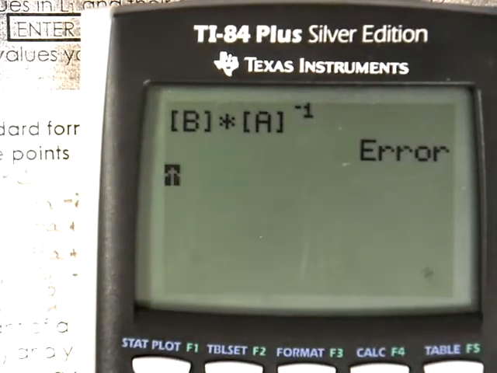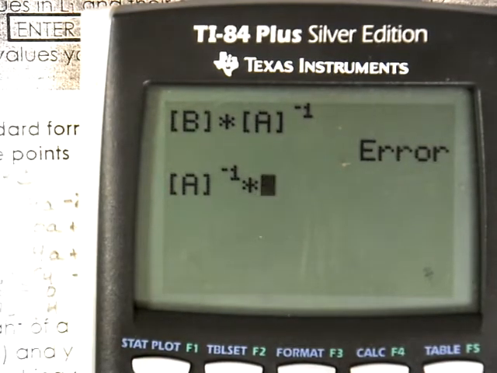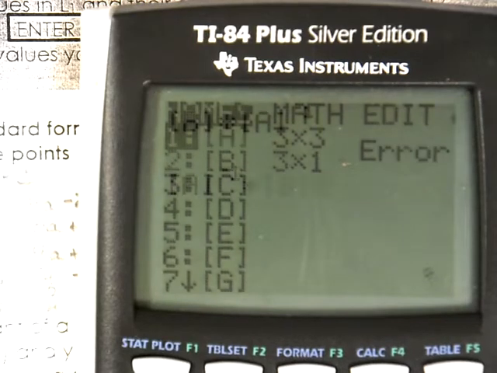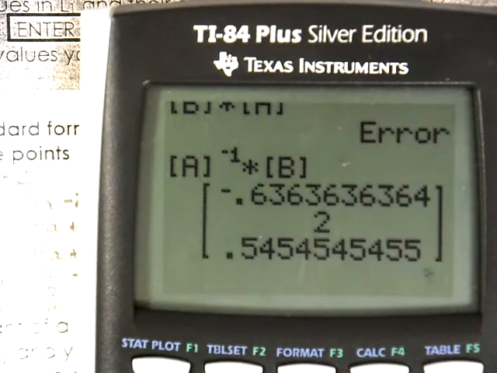Okay, I said that backwards. Matrix A inverse times B. It does matter the order you type these in. Wow, those are crazy numbers. Okay, let's see if this will help.